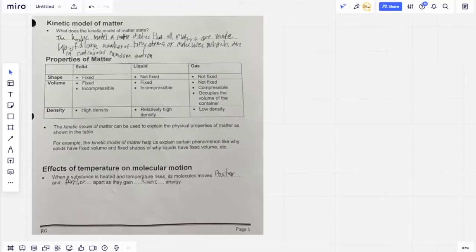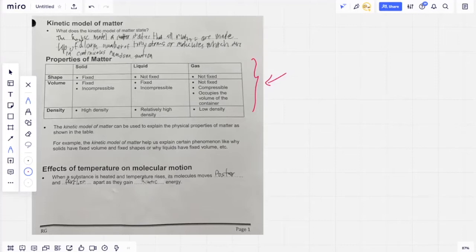This I think they have done in lower secondary. So then there is this three states of matter, where they talk about solid, liquid, and gases, and then their properties, like this in this table. Do you know what these are, or should I explain it?